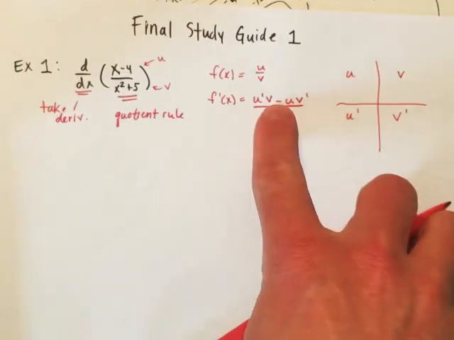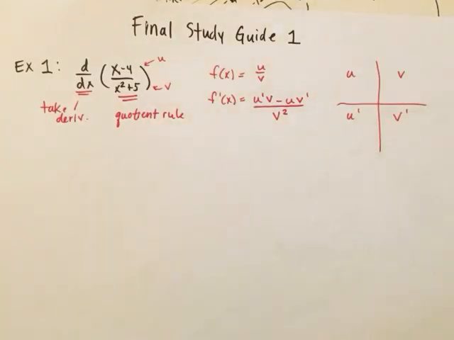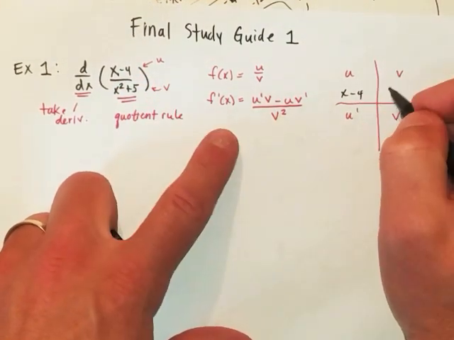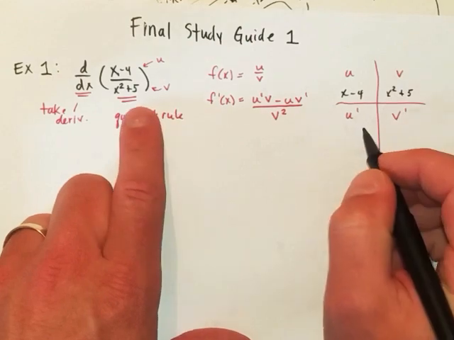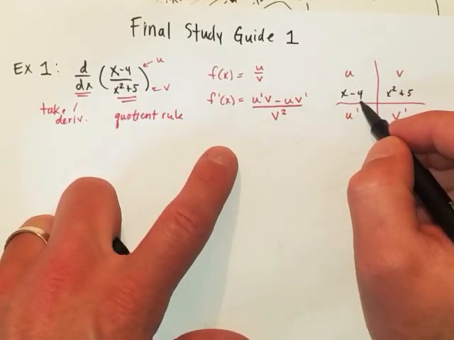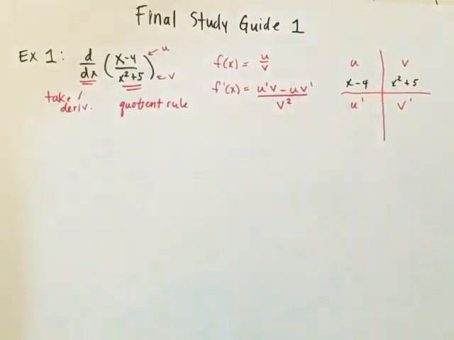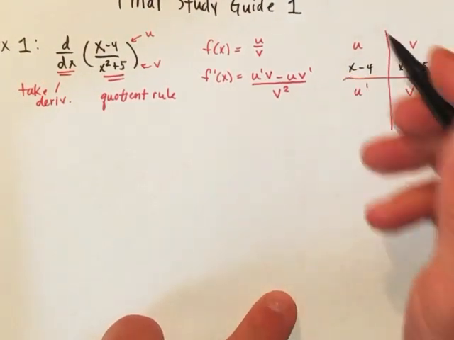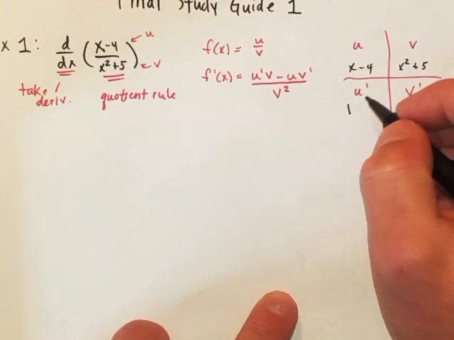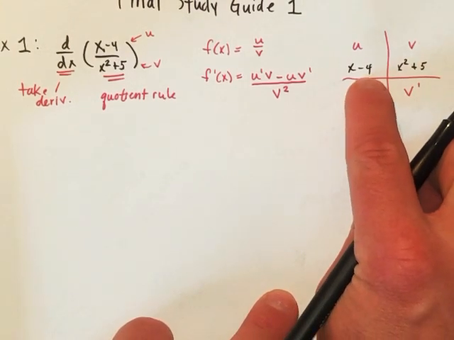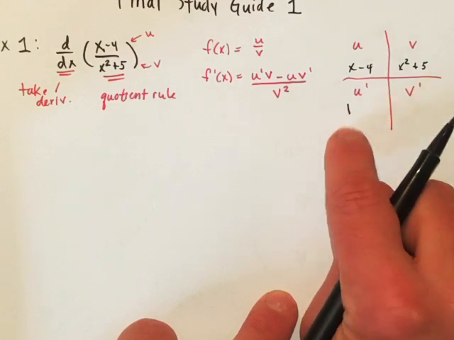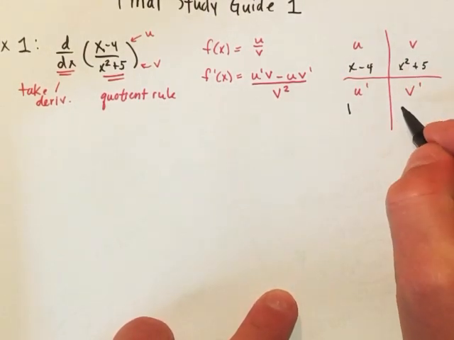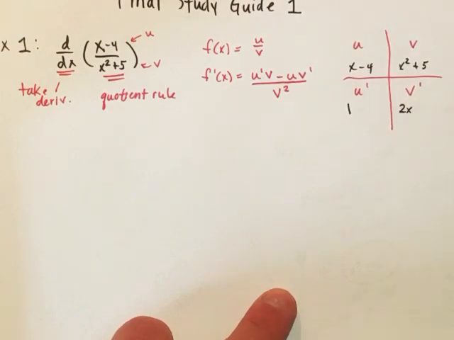So I'm going to set up my chart and I'm going to reference this formula as I'm doing this problem. So remember that u is going to be the top, x minus 4. v is the bottom, x squared plus 5. u prime is going to be the derivative of u. So I just have to take the derivative of x minus 4. In this case, the derivative of 1x is just 1, because it's x to the 0, or just 1. And negative 4 is a constant, so that's going to be a derivative of 0. So I could put plus 0 there, or really the whole derivative here is just 1. Then the derivative of x squared is 2x, and the derivative of a 5 is 0.